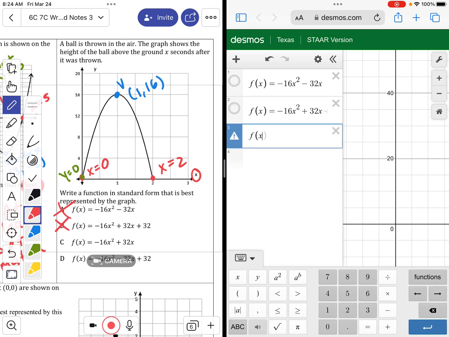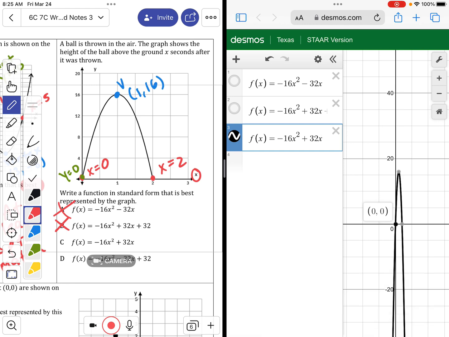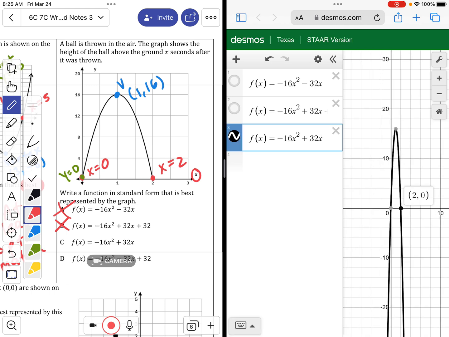So f of x equal negative 16x squared plus 32x. All right, looks like it's a little bit better. Let's double check 3 points. That looks like a match. And our answer is C.